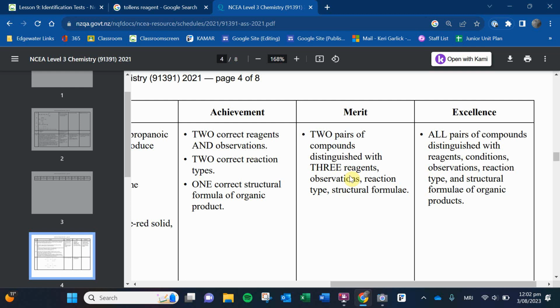And with those 3, you need to have all those bullet points ticked off. So ticking off the type of reaction, the observations, and the products. So you really use those bullet points. When you don't use those bullet points, it's going to limit your answer.